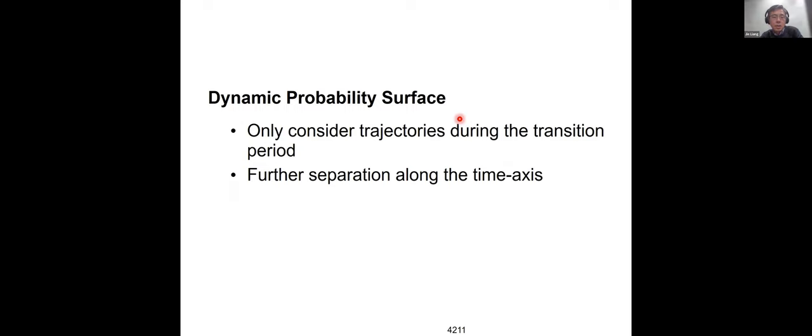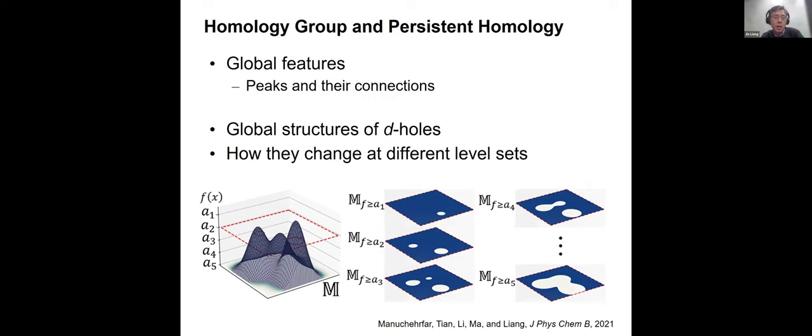we look at the dynamic probability surfaces. We only consider reaction trajectories during the transition period, and then we further separate them along the time axis. The approach we use is persistent homology. The idea is that we want to capture the global features using homology groups, and in these cases we're looking at the peaks and their connections. It's a generalized way to look at the global structure of d-dimensional holes, and we want to look at how they change at different level sets.